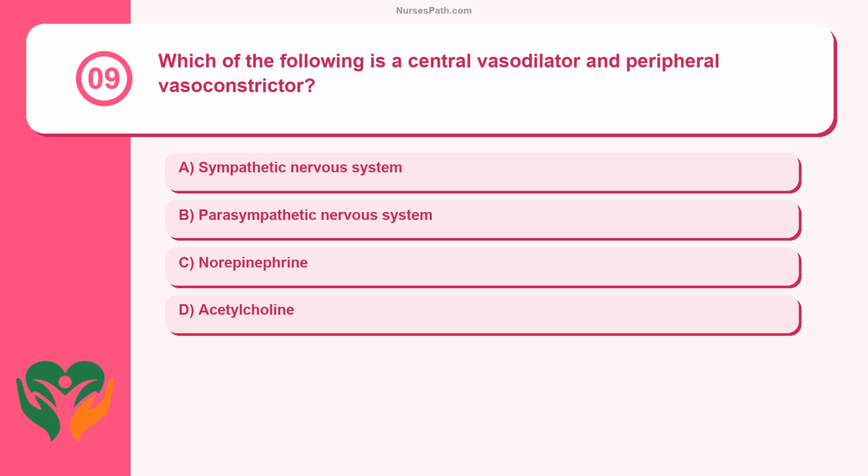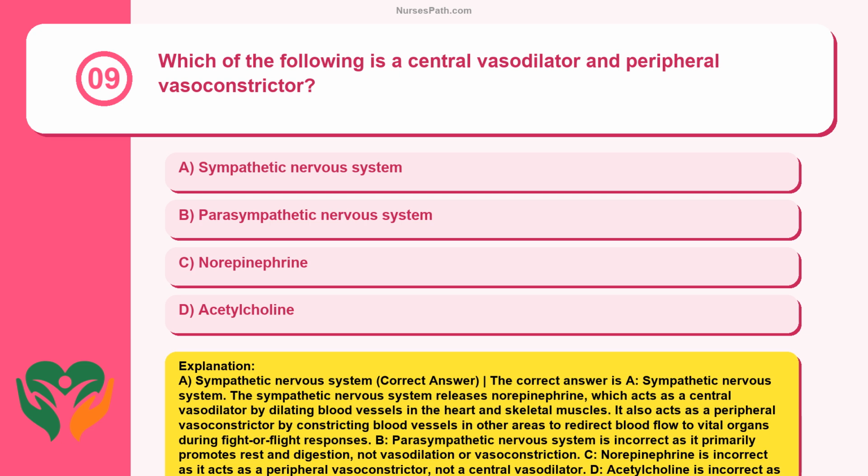Question 9. Which of the following is a central vasodilator and peripheral vasoconstrictor? Sympathetic nervous system. Parasympathetic nervous system. Norepinephrine. Acetylcholine. A. Sympathetic nervous system. Correct answer. The correct answer is A.